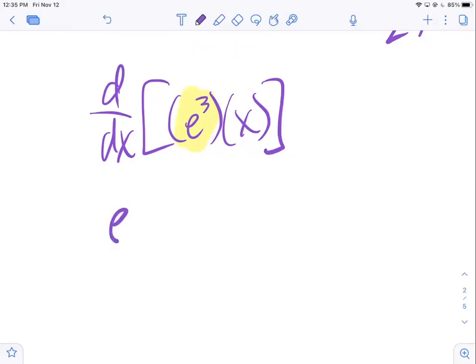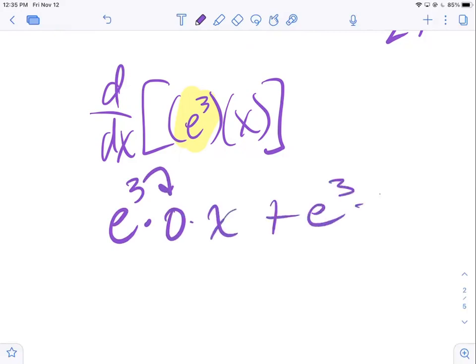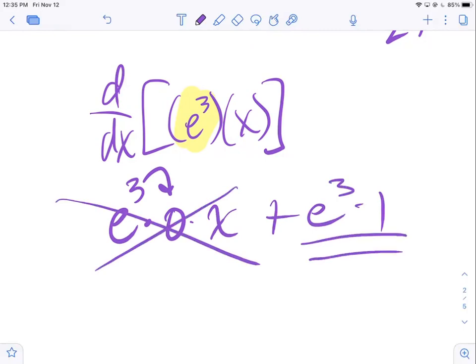The derivative of e cubed is itself times the derivative of the exponent, which is 0. x goes along for the ride, e to the cube, and then 1. So that would wipe out that whole first term and you get the same answer. So size up the problem carefully. Just because it has e doesn't mean it's a variable exponential factor.